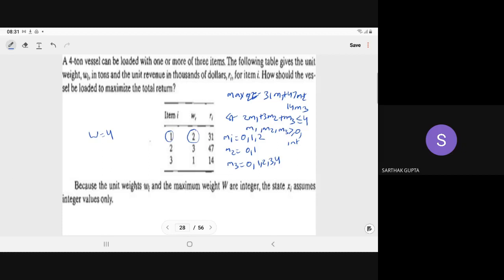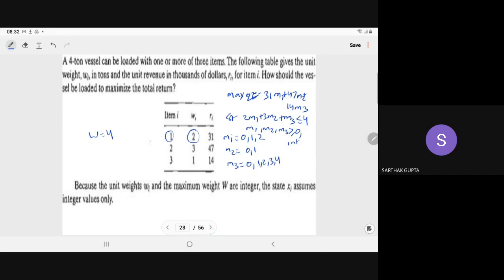So stage 2 will be the 2 tons. In the 2 tons, you cannot accommodate the 3 ton item. So naturally, M2 will be 0. In the remaining weight of 2 tons, now you can accommodate a maximum of 2 items of 1 ton, that is, maximum items of type 3 of 1 ton. So that is the allocation.